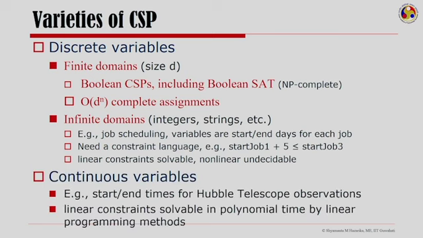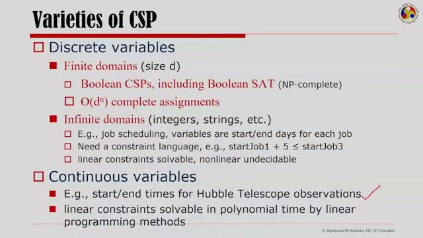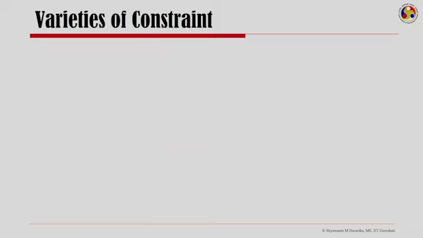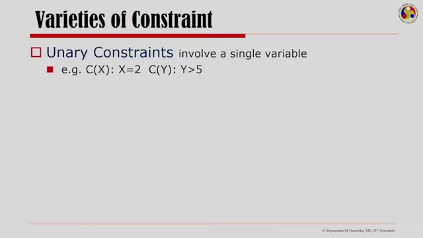Then we have continuous variable constraint satisfaction problems, where for example, the start and end times for the Hubble telescope observation. Linear constraints are solvable in polynomial time for such CSPs. Varieties of constraints may be possible.